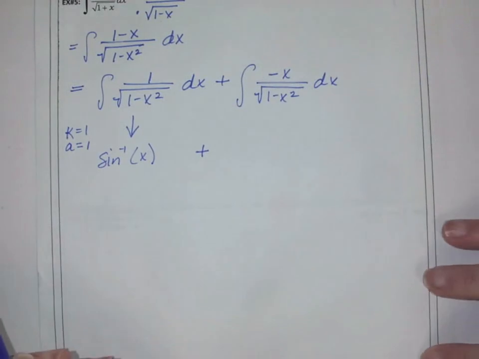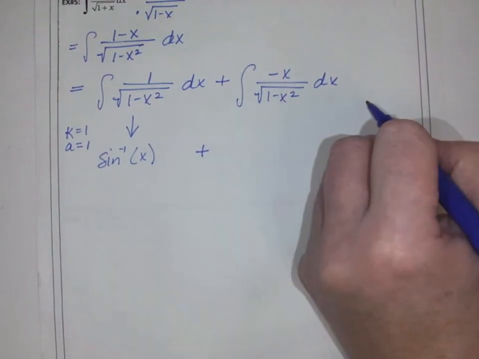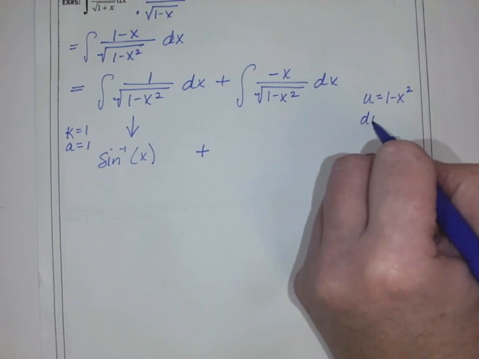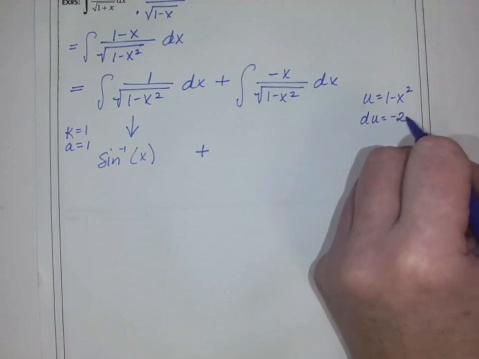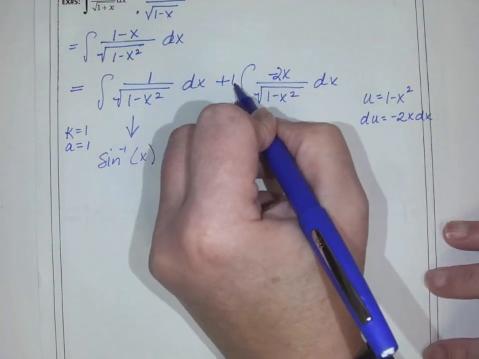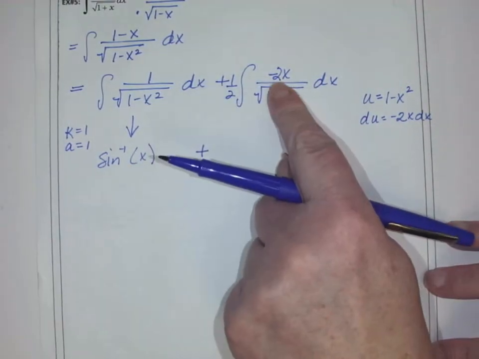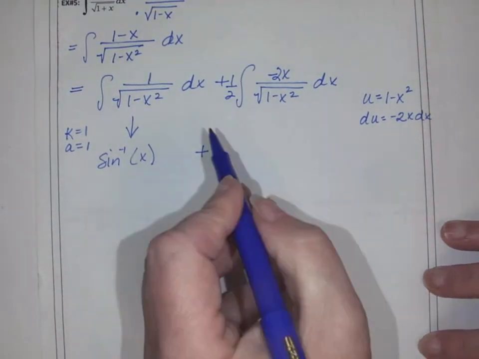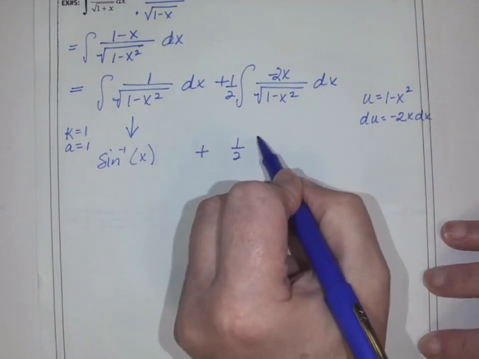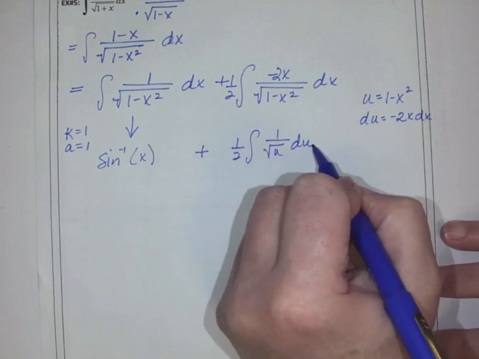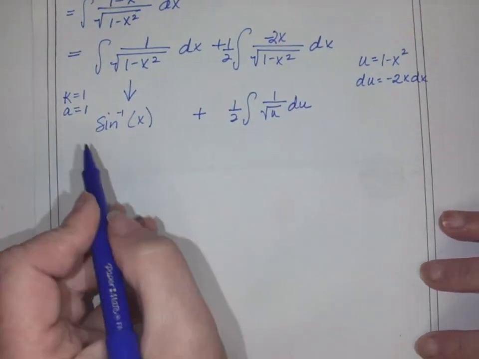Plus, this guy can be done using u sub, so u would be equal to 1 minus x squared, du would be equal to negative 2x dx. We need a negative 2, so we're going to balance it out. Or, well, we need a 2. We don't need a negative 2. We need a positive 2, so we're going to balance it out with a 1/2. So that would be 1/2 the integral of 1 over the square root of u du, which we just did.